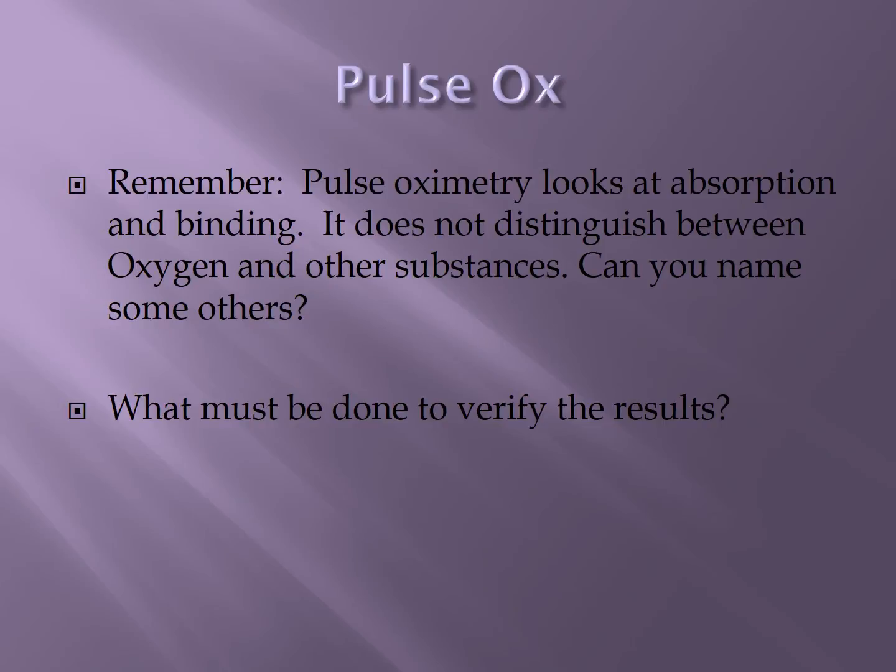Remember that we're looking at, is it oxygen that has been bound to the red blood cells, or is it something else? You may have a patient with carbon monoxide poisoning, and because the red blood cells would rather pick up carbon monoxide than oxygen, they may come in with abnormal pulse ox readings.